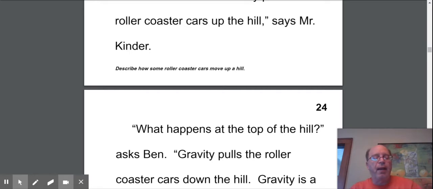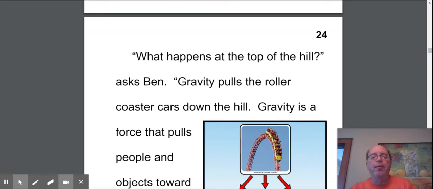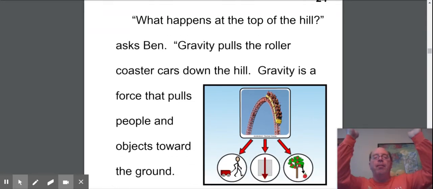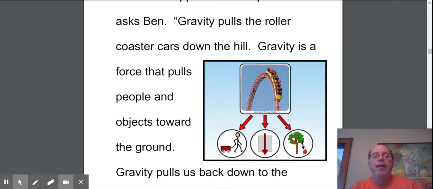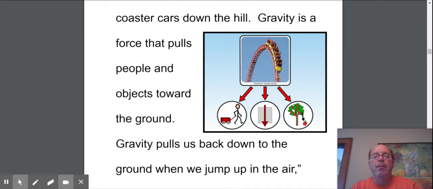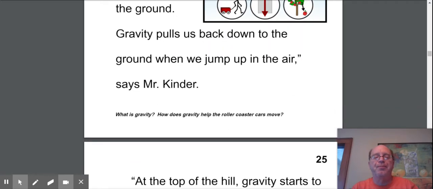So, what pushes it down the hill? Gravity. Gravity is a force that pulls people and objects toward the ground. So, if I threw something up, gravity is going to push it down. That's why we stay here and we don't float around like we're in space, because the Earth has gravity. Gravity pulls us back down to the ground when we jump up in the air, says Mr. Kinder. So gravity is a force and it pushes objects and people towards the ground.